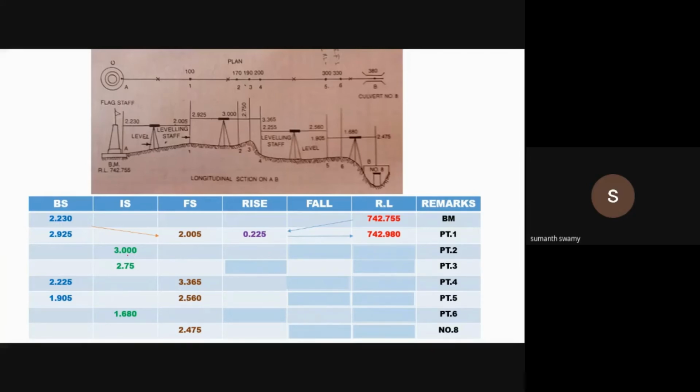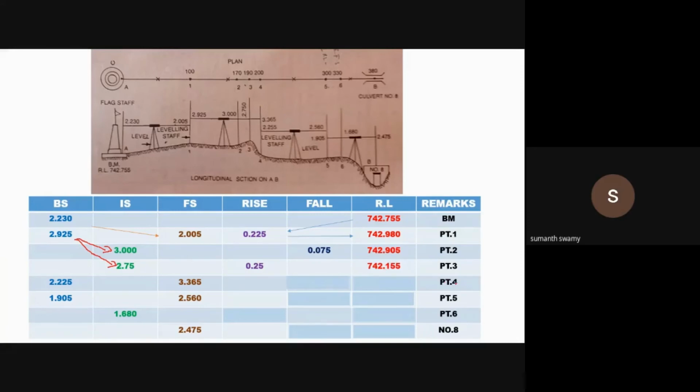So the next thing is, here you could see the intermediate side is taken on point 2. So backside minus intermediate side should be done. So backside is 2.925, intermediate side is 3.000. So the difference between these two is minus 0.075. Since it is minus, it is entered in fall column. So RL minus fall gives the next point. So coming to point 3, again this is also an intermediate side. So take the previous backside. So backside minus intermediate side, it is positive, entered in the rise column. Therefore previous RL plus rise gives the next RL.